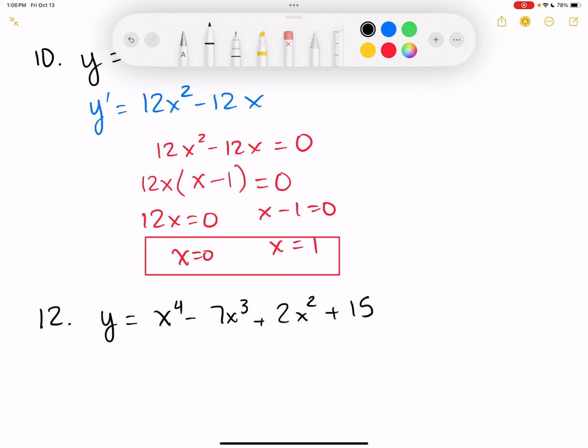All right, same thing. y equals x to the 4th minus 7x cubed plus 2x squared plus 15. I haven't written it yet.